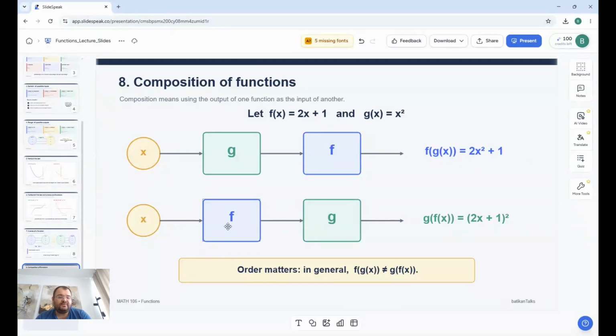And here f is taking x as a parameter, then g is taking f(x) as a parameter. f(x) equals 2x plus 1, and g is taking 2x plus 1, so you get (2x plus 1) squared, and that is 4x squared plus 4x plus 1. And order matters. f(g(x)) is not equal to g(f(x)). It might be the case that they are equal, but generally they are not equal.